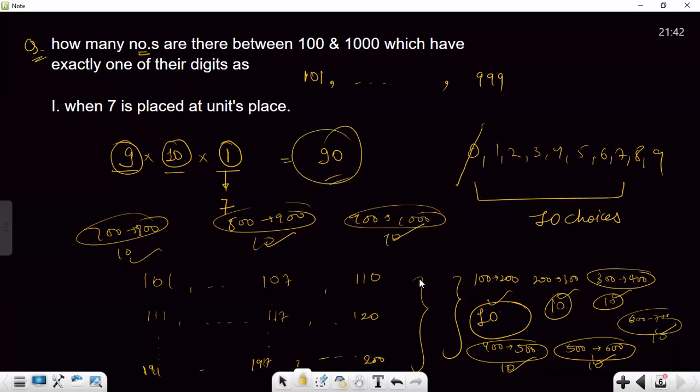This is another way, we could have also calculated it manually. Clear everyone? Yes, sir. 90 is the answer.